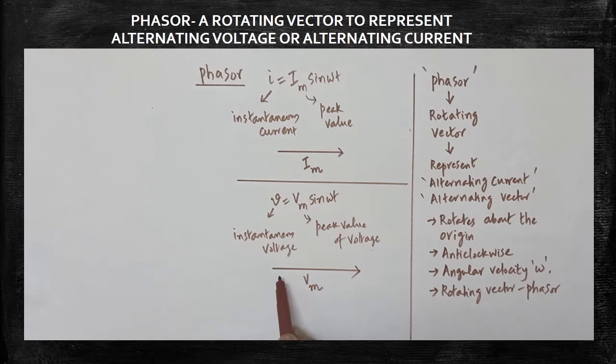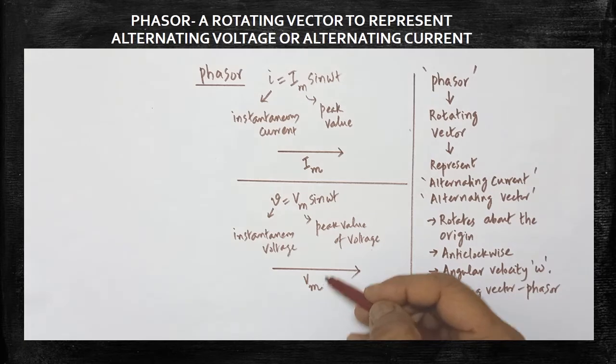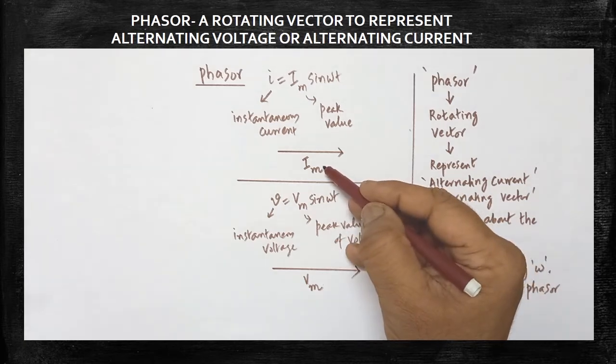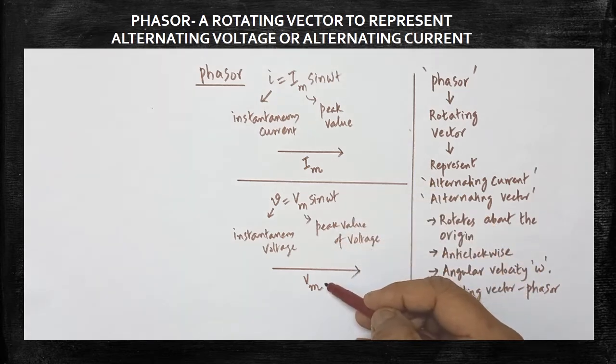So which one is a phasor for voltage? This portion is called the length of the line segment. That one should be taken as Vm. This Vm gives you the length of the line segment. In both current as well as voltage, the peak value must be taken as the length of current and length of voltage respectively.